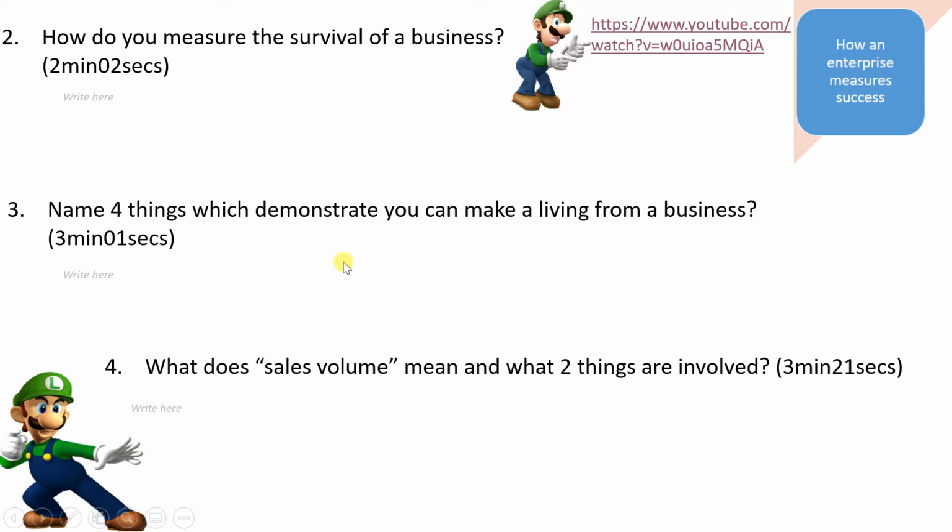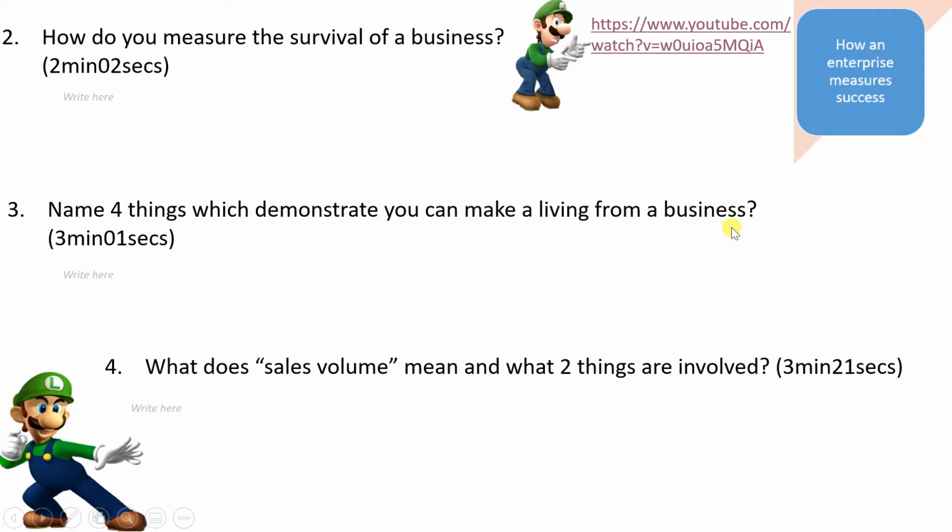Your next link is for lesson 3 of component 1 Aim A, just to help direct you to where you can get the information. You've got 3 questions here, and this is about measuring the survival of the business. Now obviously you can't measure making a living from a business, so we're going to look at what 4 things would say you are using your business to demonstrate you are making a living from your business.